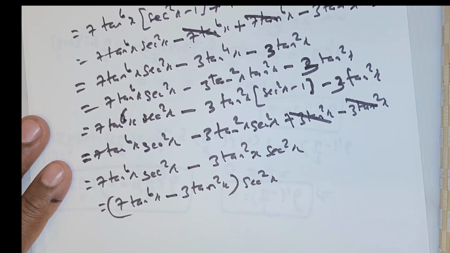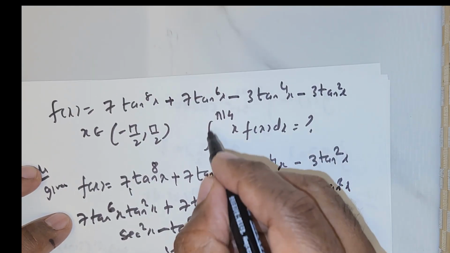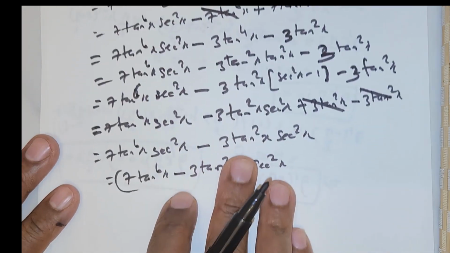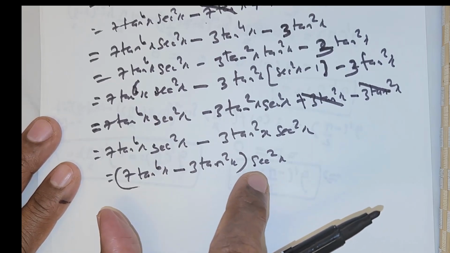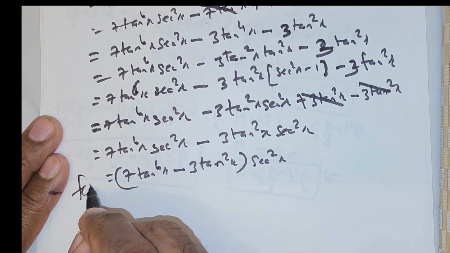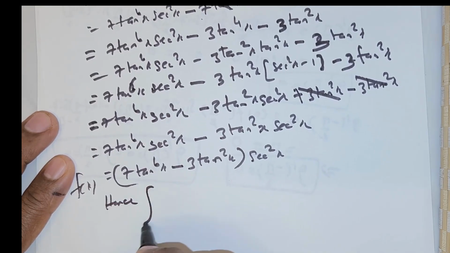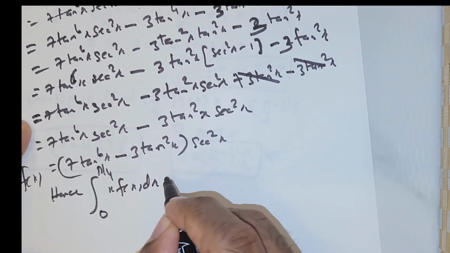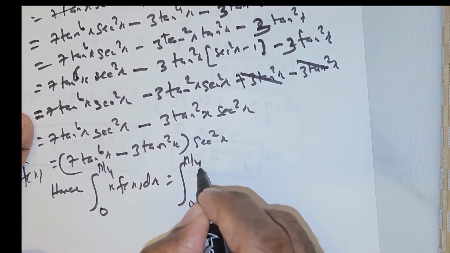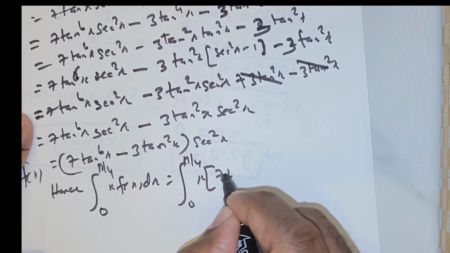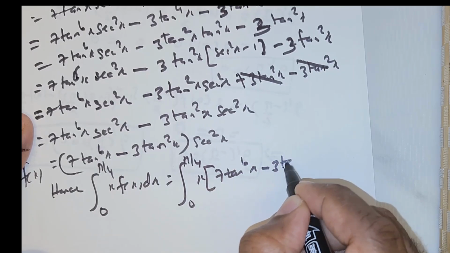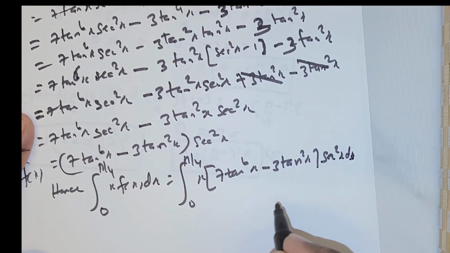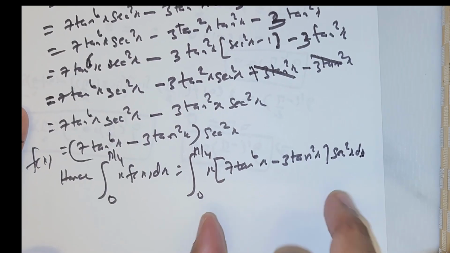Now the requirement is integral 0 to pi over 4 of x times f of x dx. This component is simplified to represent our f of x. So this is actually our f of x. Hence integral 0 to pi over 4 of x times f of x dx is equal to integral 0 to pi over 4 of x times 7 times tan raised to the power of 6x minus 3 times tan squared x, times secant squared x dx. Okay, so we have to integrate this.